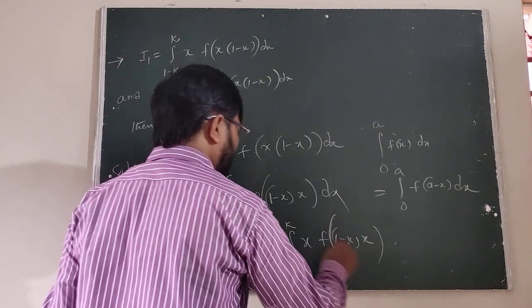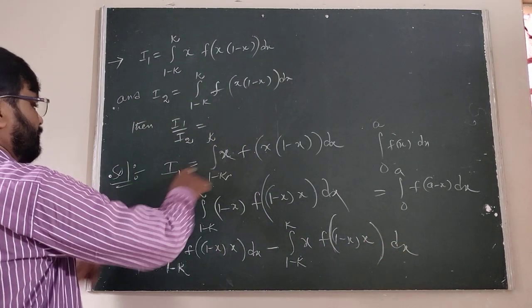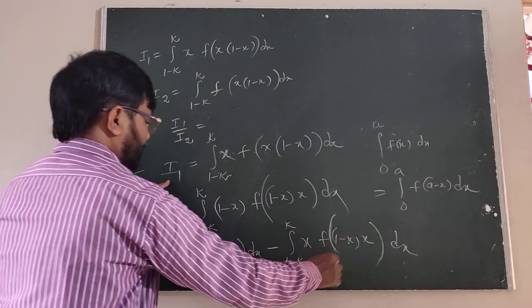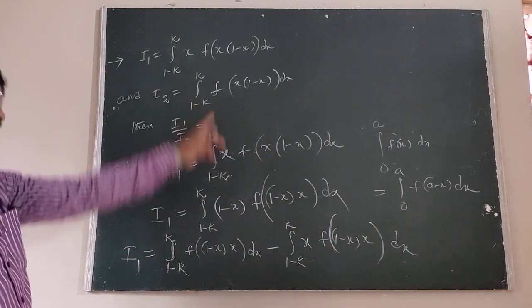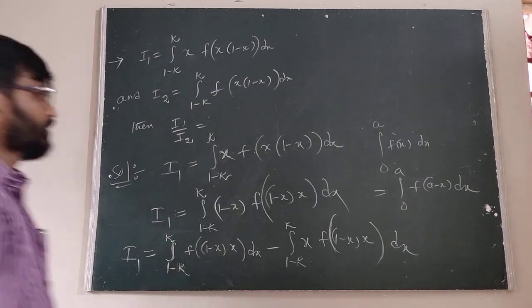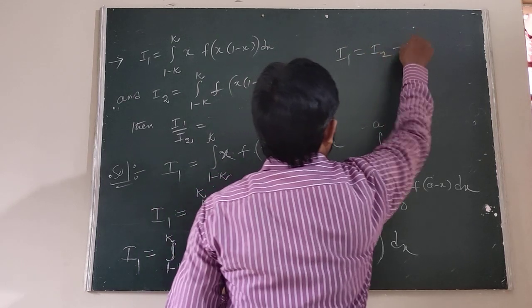Therefore, the integral of f(1 minus x) times x dx. This is again the same. f(x) times (1 minus x) is I1, and this is given by I2. Therefore, I1 equals I2 minus I1.